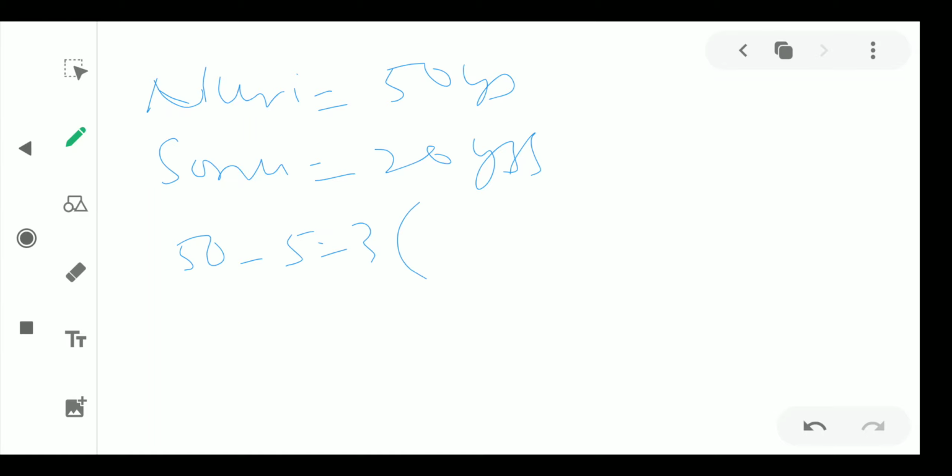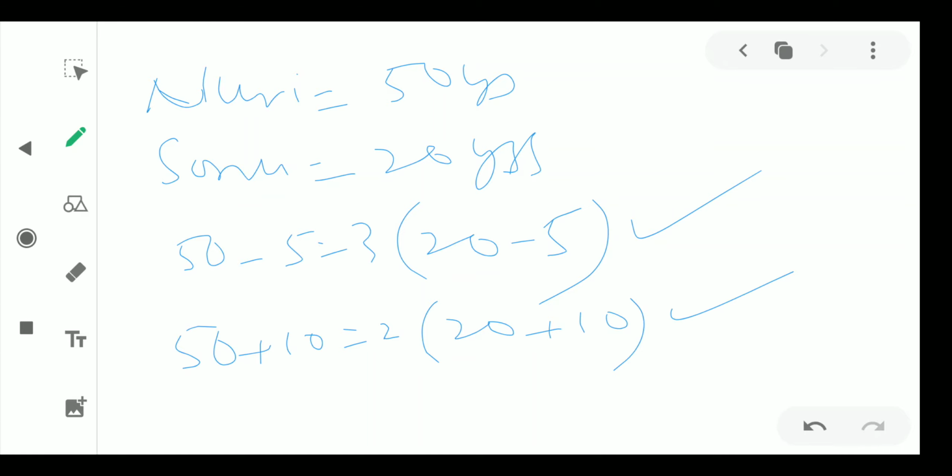Noori's age is 50 years. Sonu's age is 20 years. We can cross check the condition. See, 5 years ago, 50 minus 5 will be 3 times 20 minus 5, because 20 minus 5 is there. And 10 years later, 50 plus 10 is equal to how much? 2 into 20 plus 10. You can check, this one is satisfied, this one is satisfied.